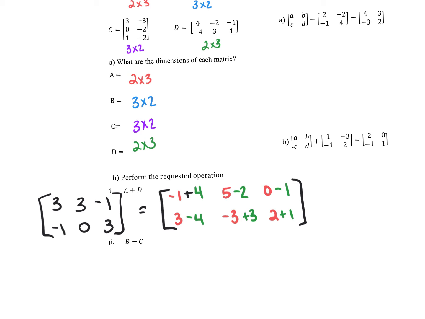Y'all do B minus C, please. Do B minus C. First question is B minus C. Can you do B minus C? Yes or no? Yes. So do B minus C.